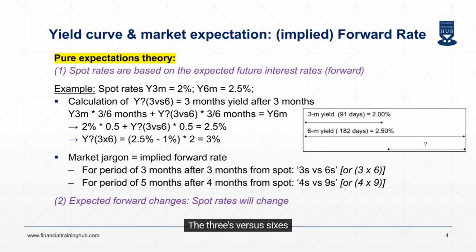The 3s versus 6s is the forward for a period starting after 3 months and ending after 6 months from spot start date. Another example is that a 4s versus 9s forward expresses the 5-month implied forward rate after 4 months from spot. The pure expectations theory says that if market expectations change, the spot yields will change.